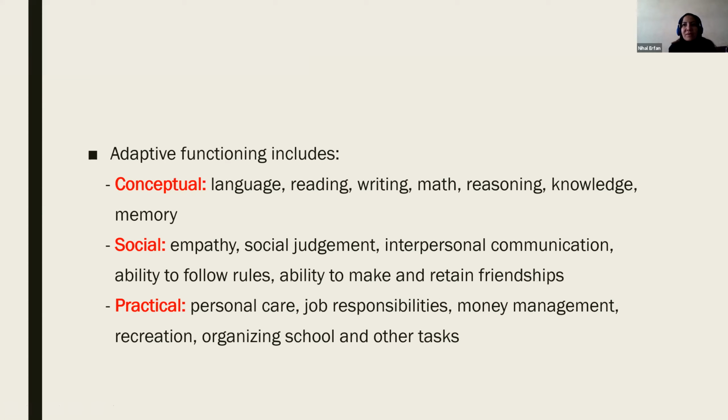Remember I told you last time that some people have really high overall intelligence but can score really low on their social intelligence. So they're not socially smart. This is something that may require intervention, exposure, and experience. It's something you can improve. And then there's the practical domain, which is things like personal care, money management, job responsibility, recreation, organizing, school, work, and other tasks. So these are the three domains.